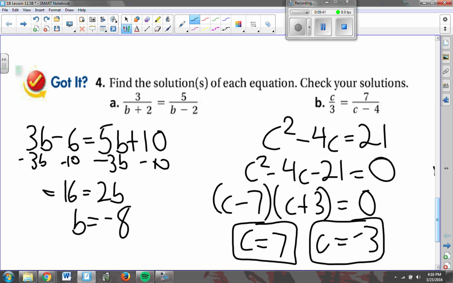If you have questions about solving rational equations by cross-multiplying, please make a note to ask me in class tomorrow.